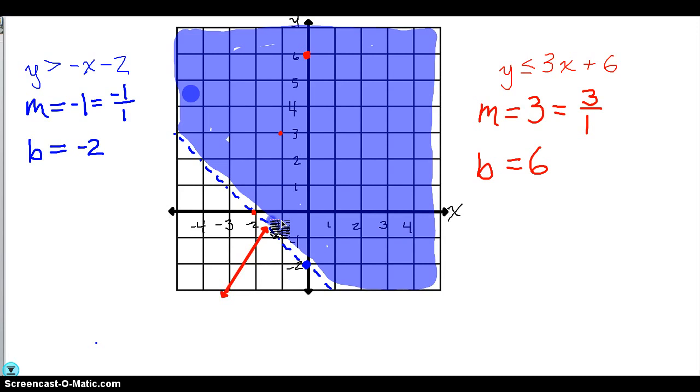Try to put this line through here. Oh my goodness. A little bit messy, but there we go.